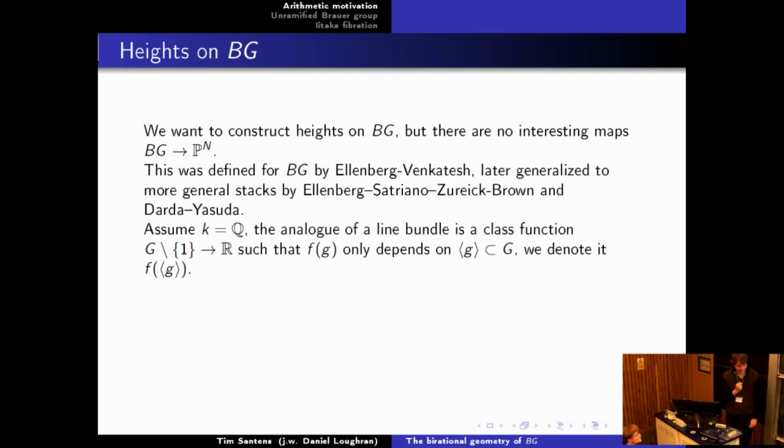I will assume that K is Q. Otherwise, you have to consider certain Galois actions, which makes it a lot more difficult. But essentially, a line bundle is a class function, so a conjugacy invariant function, from the non-trivial elements of G to R, such that the image of g only depends on the subgroup generated by g.